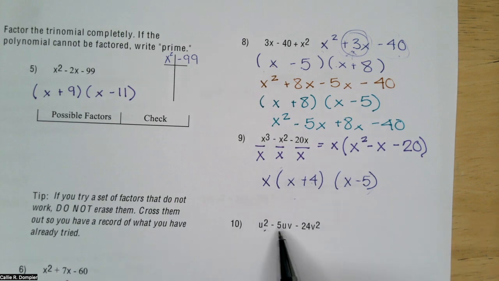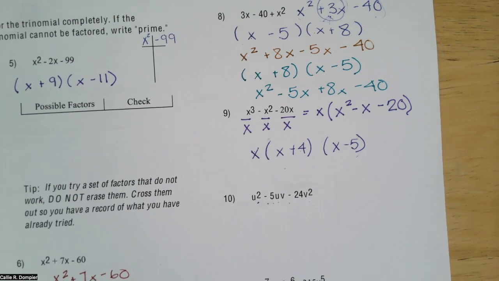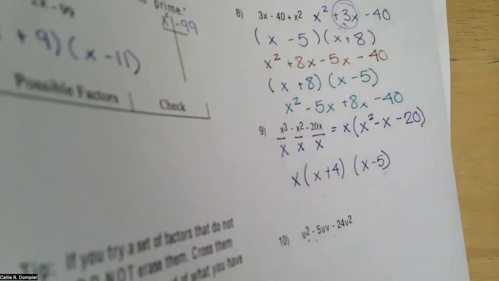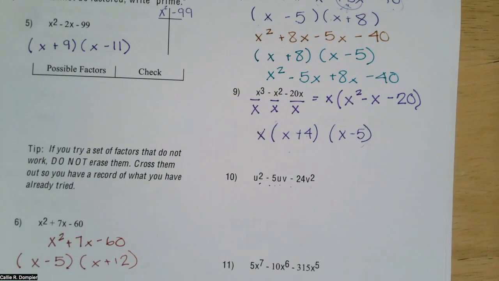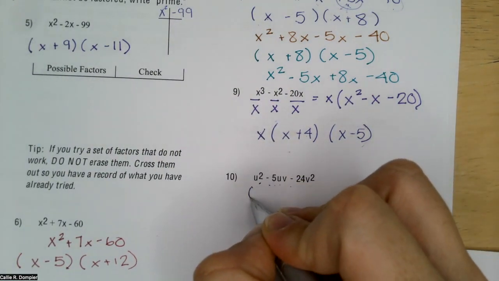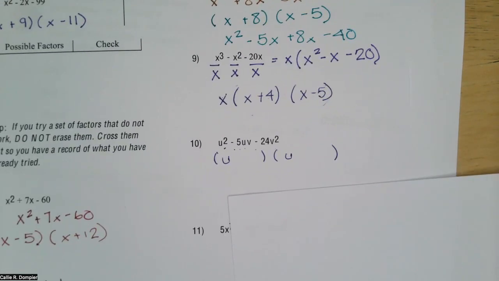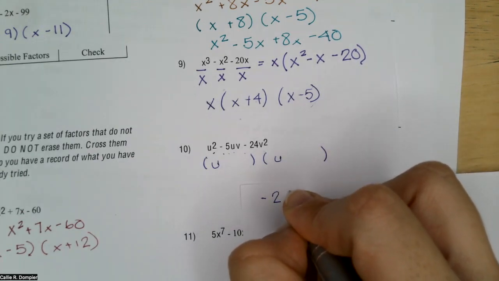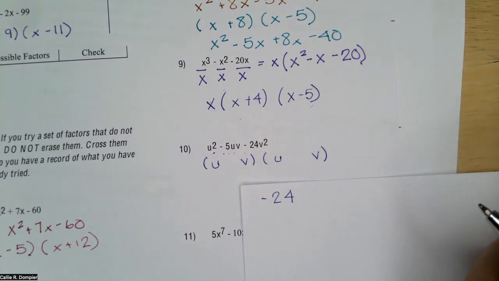All right, here's u squared minus 5uv minus 24v squared. But why would this be one? All right, u squared is still just u times u, right? And then negative 24 v squared just means there's going to be a v and a v, okay? So don't be scared of those letters.